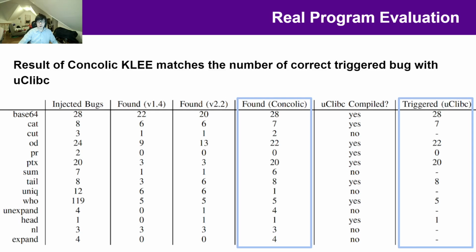Some of the buggy programs can't be compiled with uclibc, since the injected bugs use a glibc structure, but uclibc doesn't have the definition of these structures. We found that the result of Concolic KLEE matched the number of correctly triggered bugs with uclibc, which means if the injected bug can be triggered correctly, Concolic KLEE is able to find them all.